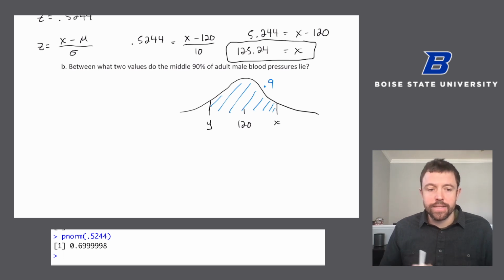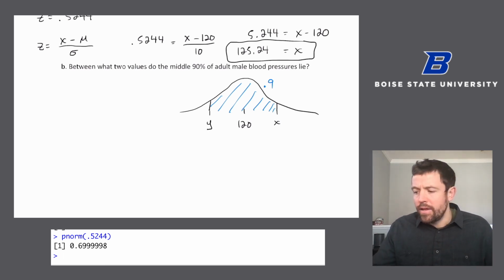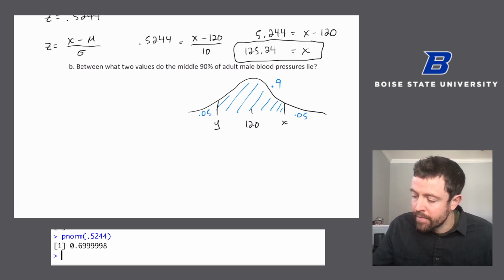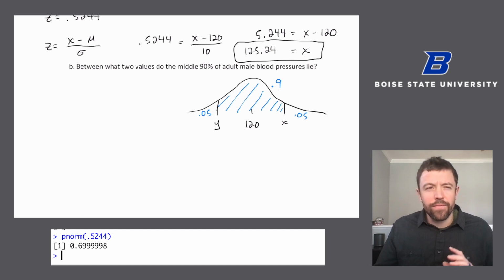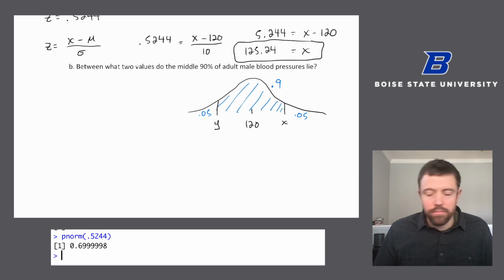Now, I still need something that I can do a qnorm command with. And the key observation here is that if the middle is 0.9, the two tails each have to be 0.05. And just quickly observe, if you add these up, 0.9 plus 0.05 plus 0.05 is 1, right? And they have to be the same area, so that works out.